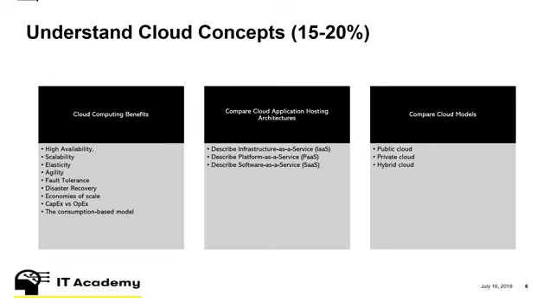We need to be able to compare the three different hosting architectures. So we need to be aware of what IaaS, SaaS, and PaaS are, and to be able to differentiate between the three. Most importantly for that is being able to differentiate where responsibility for administration and development work lies. Then also, we need to be aware of the three cloud computing models: public, private, and hybrid. So let's take a look at a couple of questions that are going to test our knowledge on these subjects.